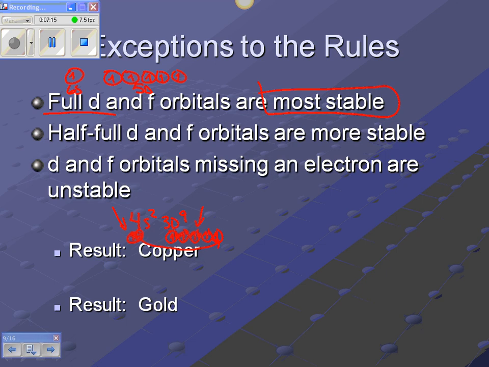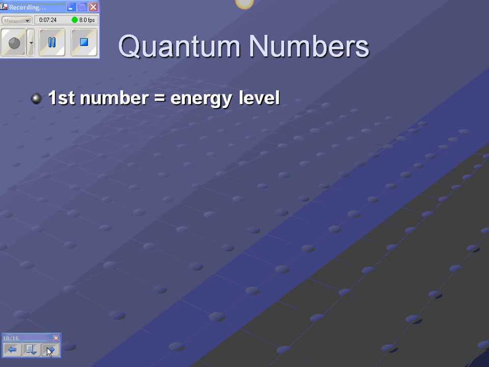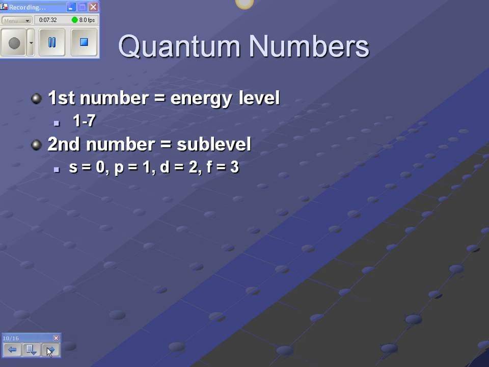Now, what we will be doing from that is going forward and doing quantum numbers. Now, quantum numbers is an address. The first number in the address is going to be what energy level an electron lives in. The second number in the address would be the sublevel. Now, for that, we have a little code. The code is, if it's an S sublevel, we would assign it a value of 0, P is a value of 1, D is 2, and F is 3.